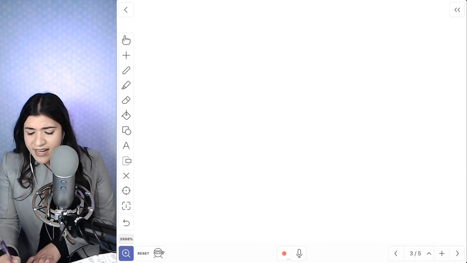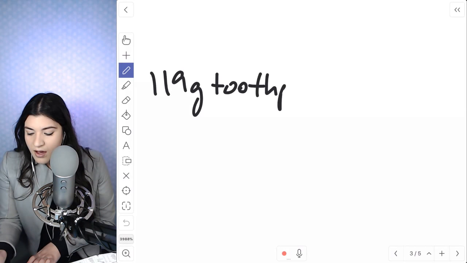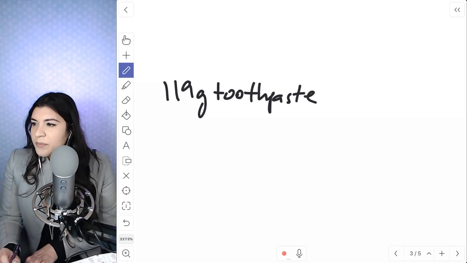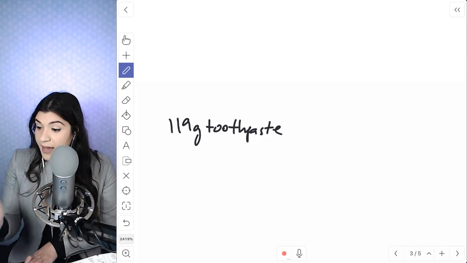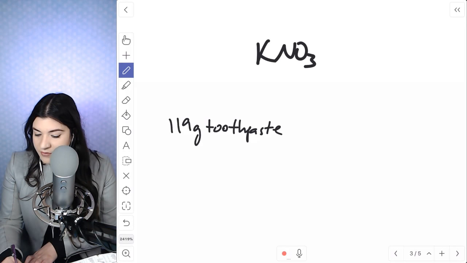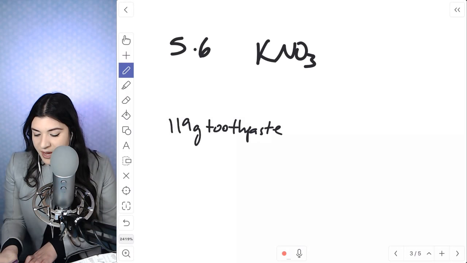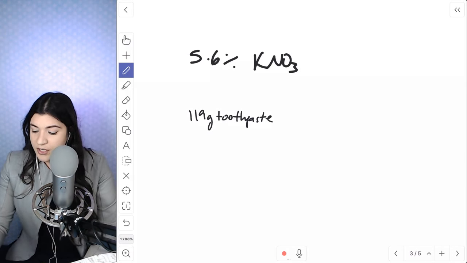Once again, I'll start off with that 119 grams of toothpaste. And then what I want you to focus on is that percent by mass, specifically of KNO3 or potassium nitrate. So they're giving us that it's 5.6% by mass, okay? What this really refers to, since it's a percentage, it's going to be out of 100 grams, okay?